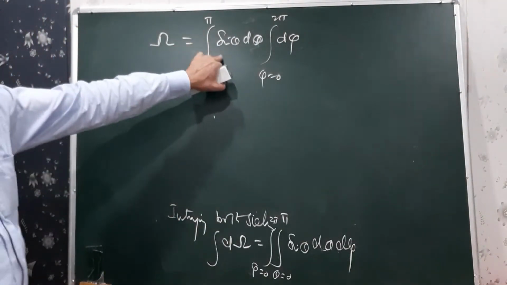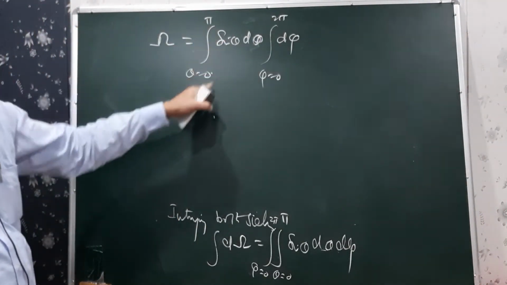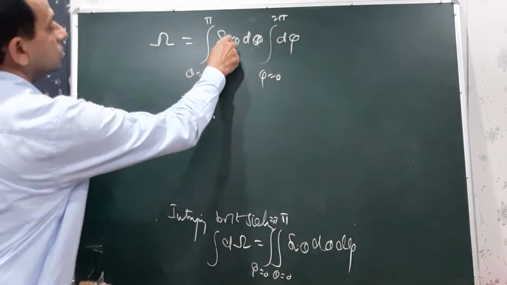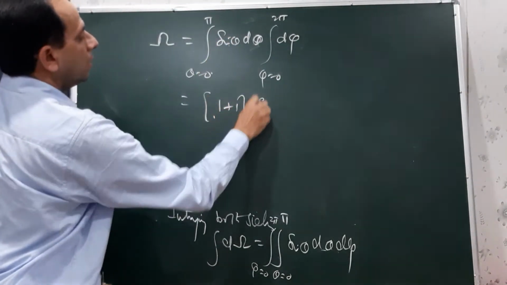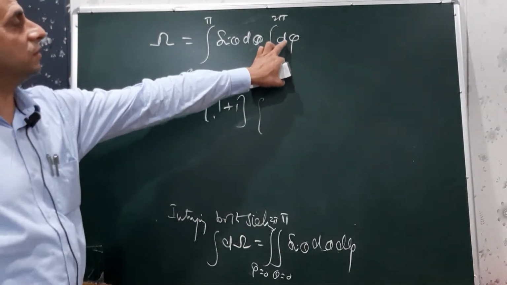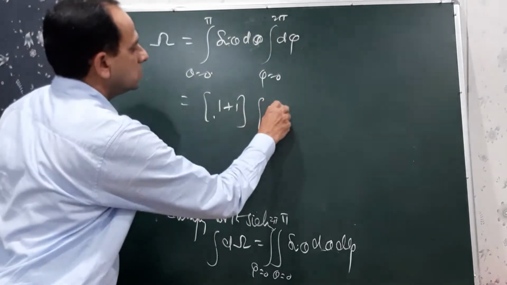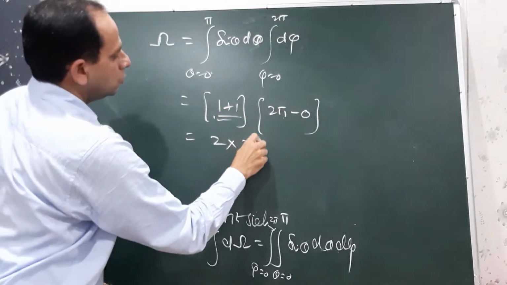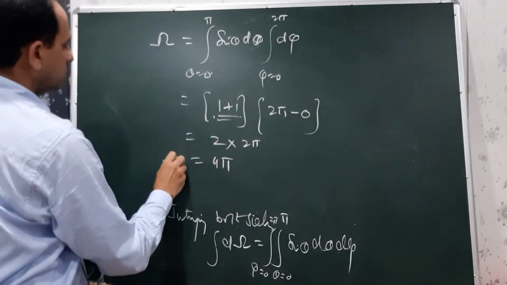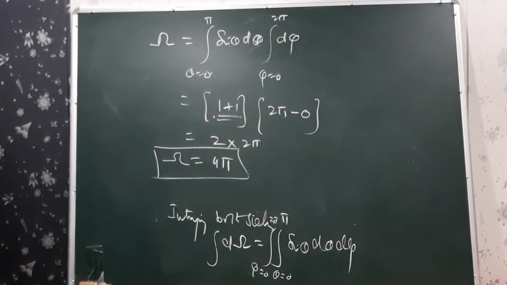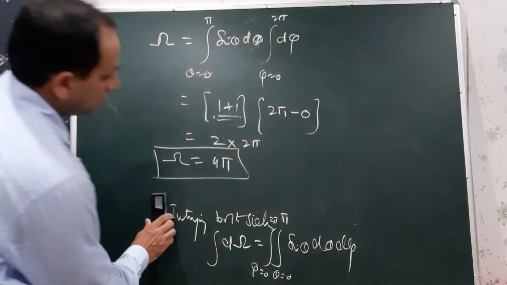On solving this integral, we know that the integral of sin theta is minus cos theta, and on putting the limits from 0 to pi, its answer is 2, that is 1 plus 1. For d phi the answer is phi, and 2 pi minus 0 is 2 pi. So, 2 into 2 pi is 4 pi. Therefore, it is again proved that the total solid angle is 4 pi. So, this is solid angle.